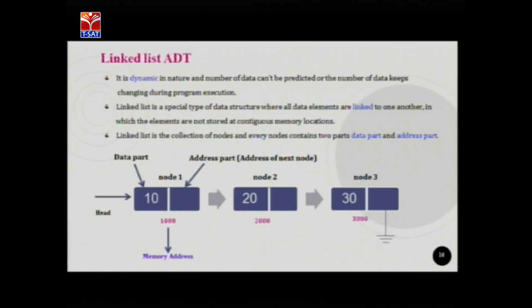So the linked list consists of nodes that are linked with each other, and each node consists of two parts. One is the data part and the other is the address part. The address part stores the address of the second node, or its successor node. This is about the linked list, and next we are going to discuss the operations of the linked list.